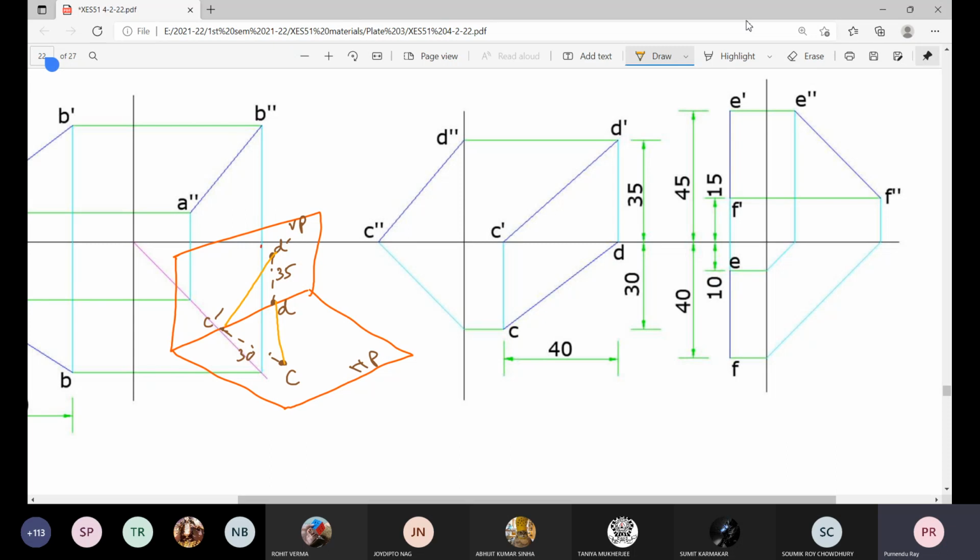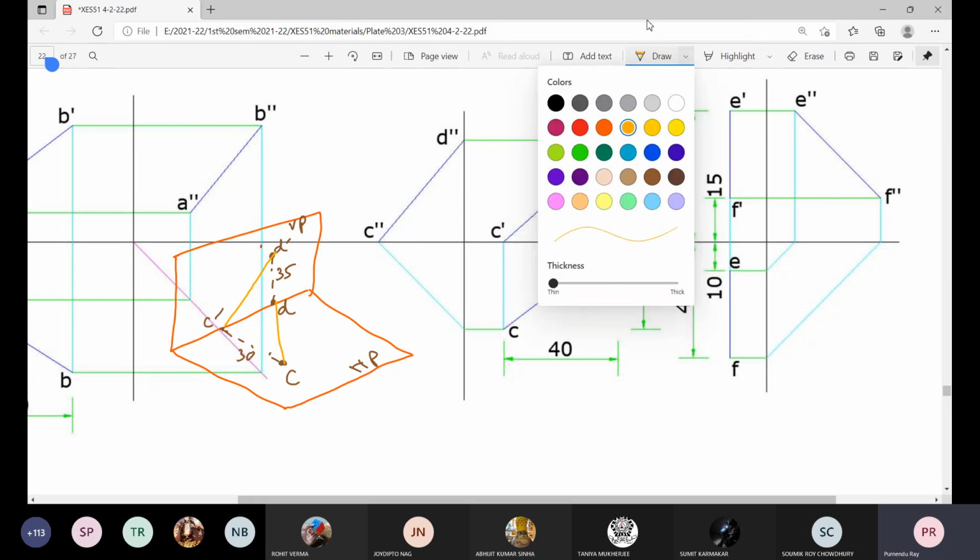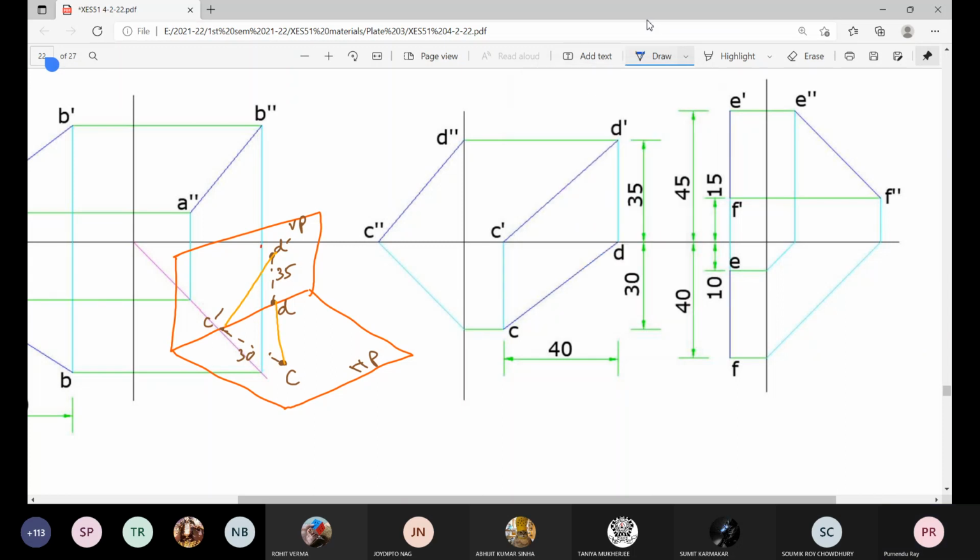So this is the plane of CD and this is the elevation of CD. Okay. C dash is coming here on the ground line. C is on the HP, at a distance 30 millimeter. Similarly, plane of D on the ground line and D dash at the given height 35 millimeter. You join them and satisfy this one.